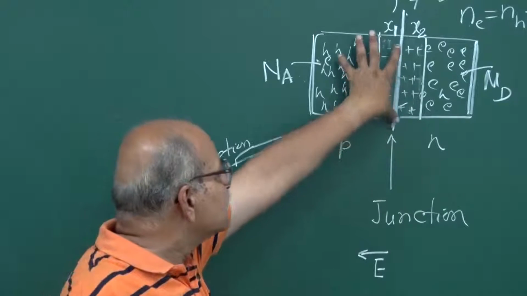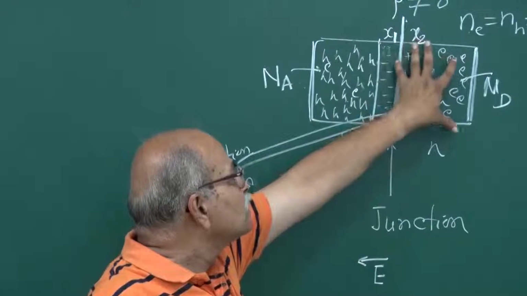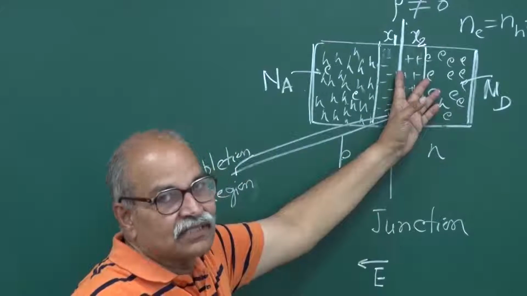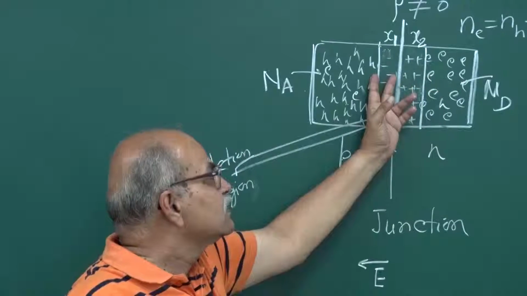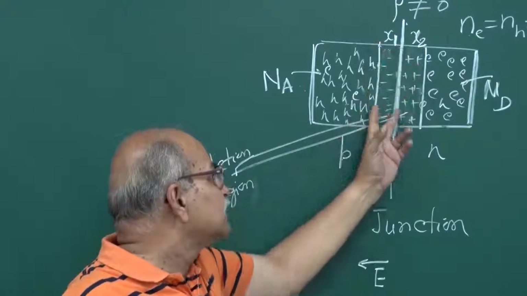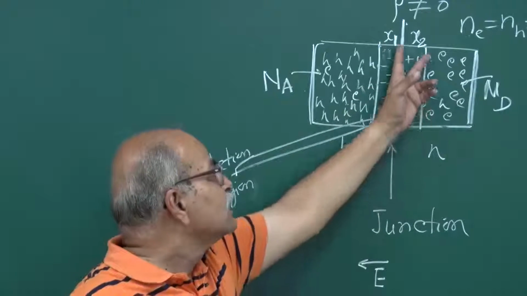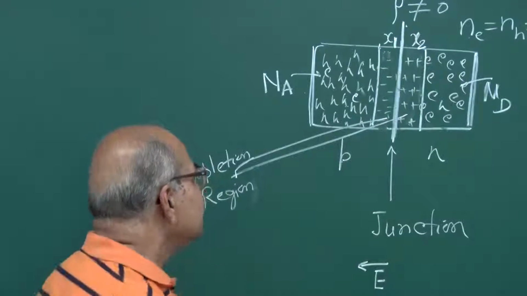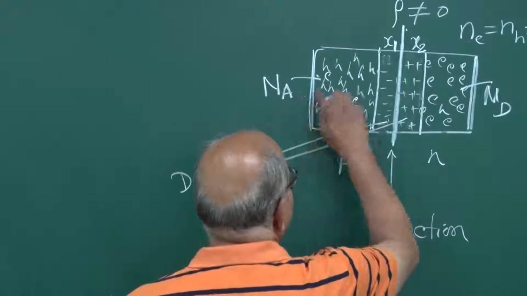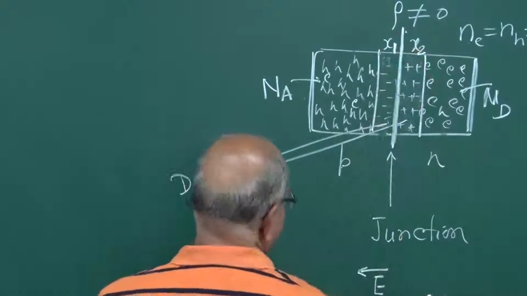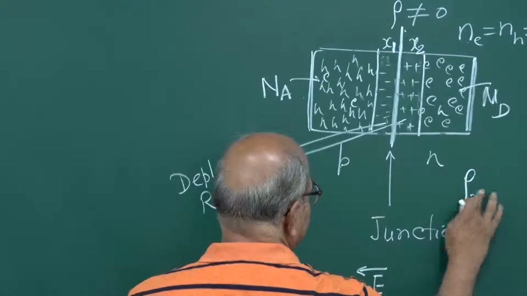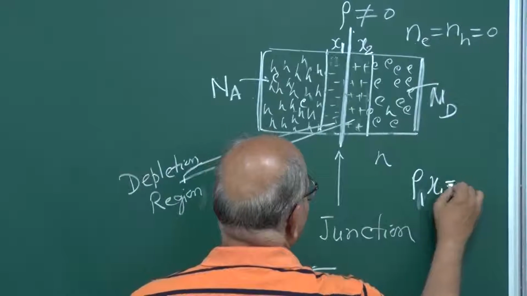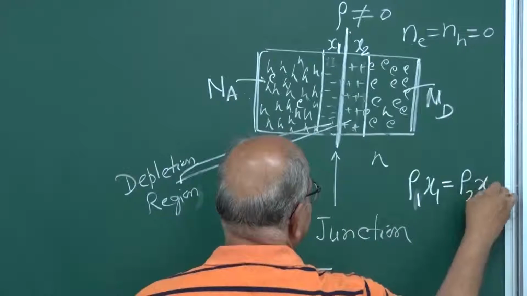If you have a large density here and a smaller density here, and if these holes are to neutralize these electrons or these electrons are to neutralize these holes, a small width is sufficient to neutralize a larger width here, and therefore x1 and x2 will be different. And you can always have this relation: rho 1 times x1 is equal to rho 2 times x2.